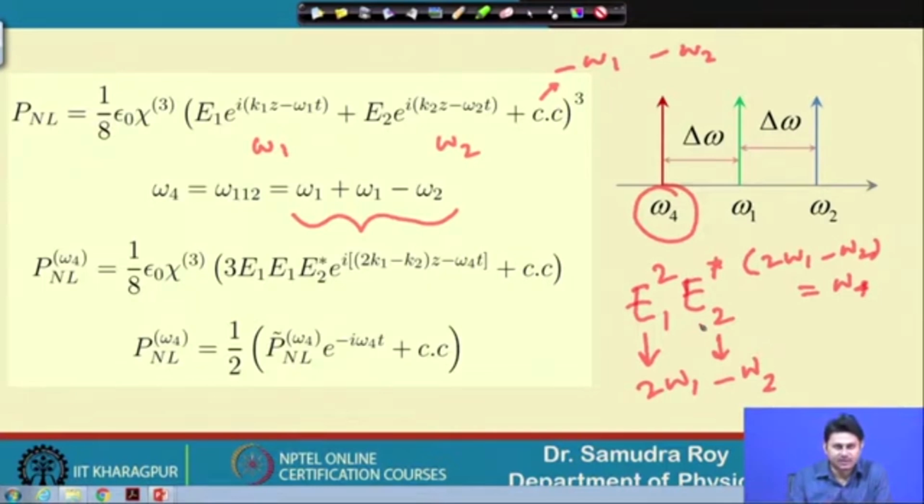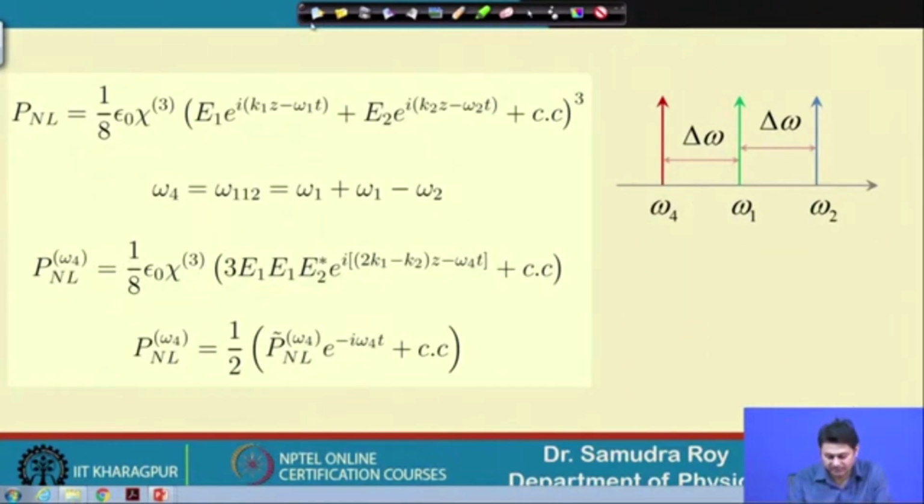I just extract this term for the frequency omega 4, and if I write this here, then it should be P1, E1, E2. The term 1 by 8 epsilon 0 chi 3 will remain here as it is. Only thing is this cube, from this cube I will take only those terms which will have a frequency component omega 4 like this. But here you should be very careful about this degeneracy factor 3, because in the previous class we mentioned this degeneracy factor. So, how is the degeneracy factor determined in this case?